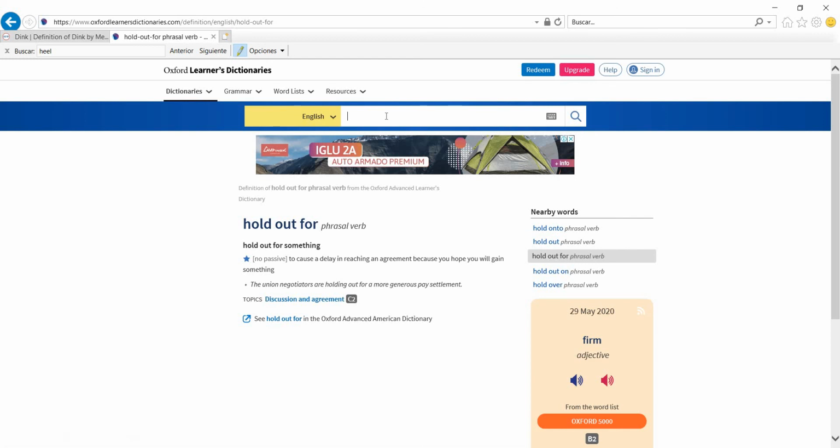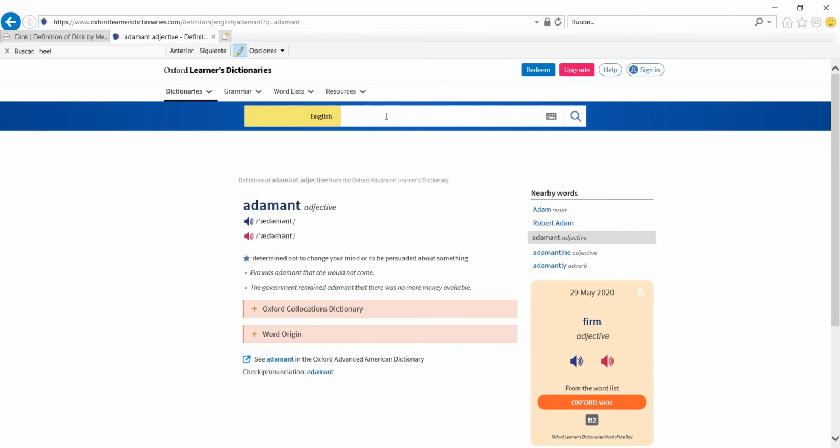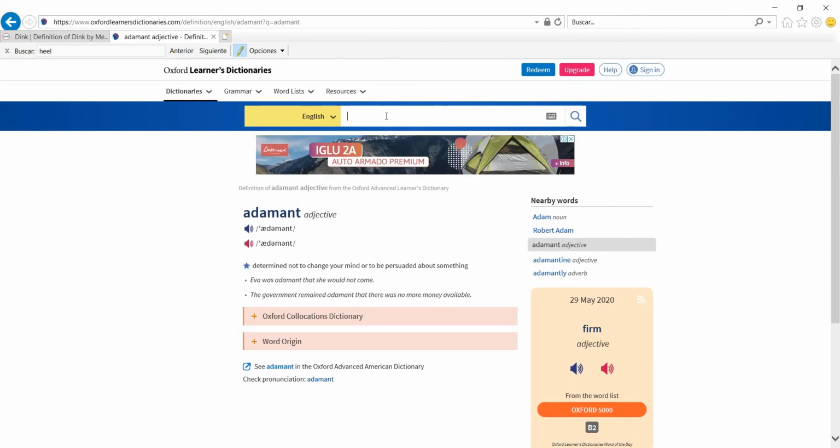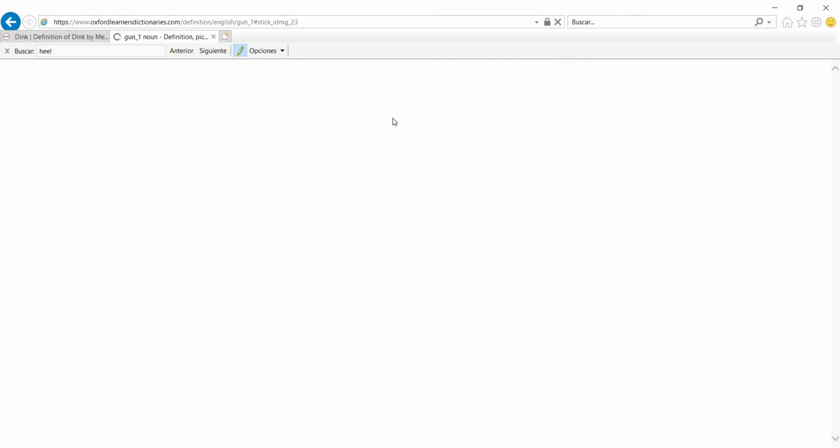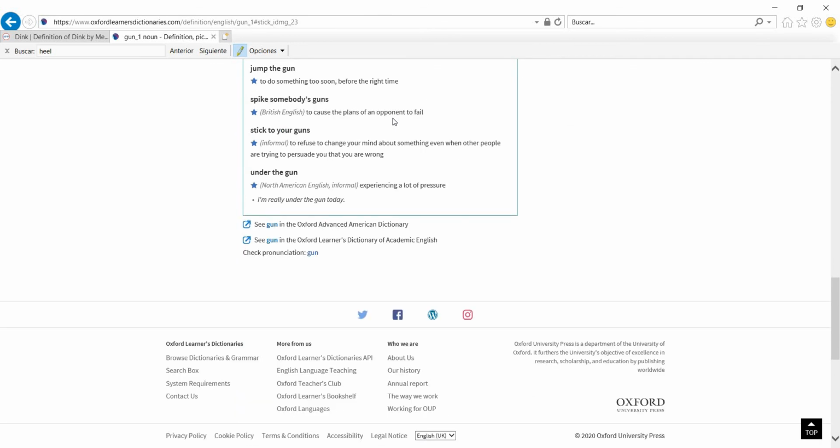And the word adamant, maybe this word is new to you. To remain adamant, which means to remain determined, right? He is adamant that she would not come. Adamant that there was no more money available, right? Adamant, stress at the beginning, right? And determined not to change your mind. And that's why you stick to your principles, or you stick to your guns. Maybe you know that phrase, right? To stick to your guns, right? Okay, very nice idioms here: to sit on the fence, to stick to your guns, to refuse to change your mind.